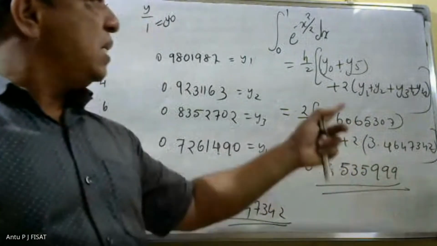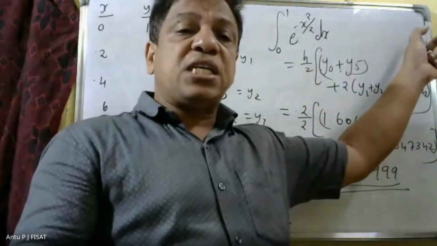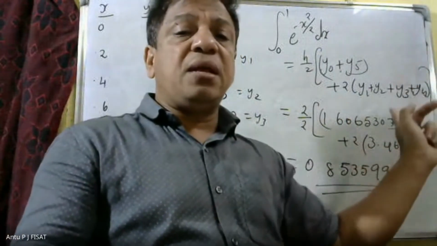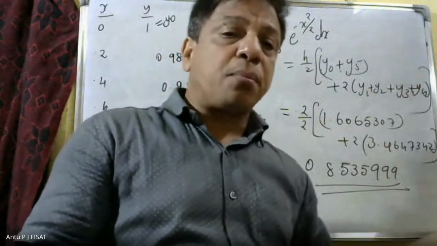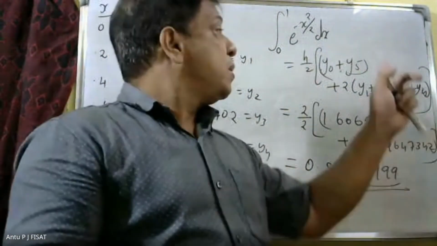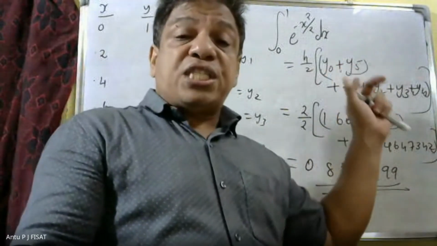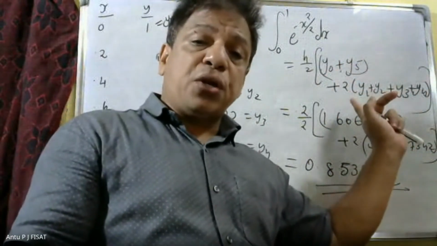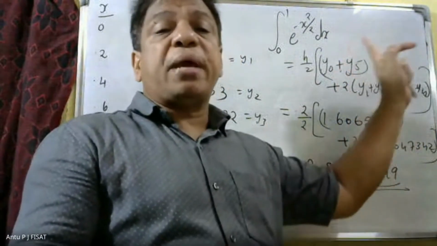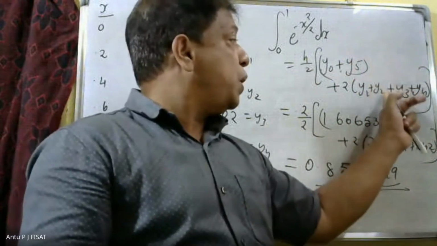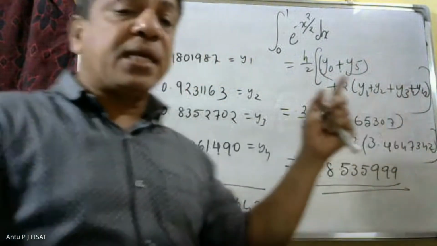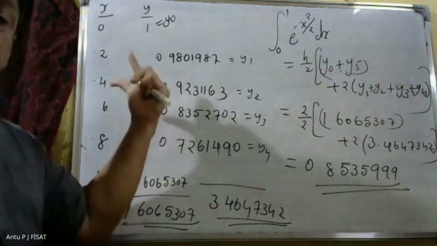That is, the function is f of x equal to e raised to minus x square by 2. We can integrate this function within the limit 0 to 1. For that, we use the trapezoidal rule, which says h by 2 into, in brackets, first term plus last term, here y0 and y5, plus 2 into the remaining terms y1, y2, y3, y4. First we make the table: the first column is the x column, the second is the y column.